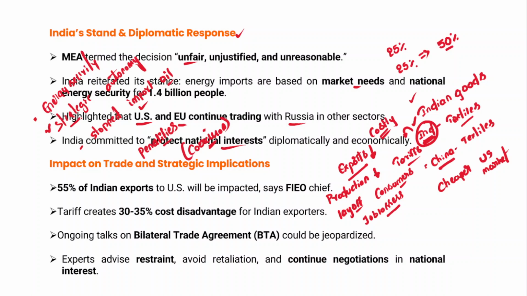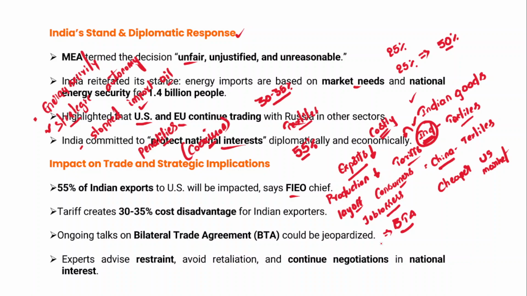So let's understand the impact of the tariffs on trade and strategic implications. So 55% of India's exports to the US will be impacted, right? Around 55% of what India has been exporting to the US is going to be affected. Mostly textiles are going to be affected by these tariffs. And in fact, the tariffs will also create around 30 to 35% cost disadvantage for Indian exports to the US. However, both India and the US have been discussing a bilateral trade agreement, and this agreement can also be jeopardized because of the US imposing unilateral tariffs on Indian goods.